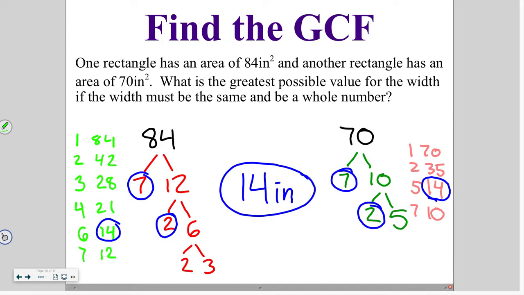We've got the factors of 84 and the factors of 70. When I break those down, our greatest common factor is going to be 14 for both of them.